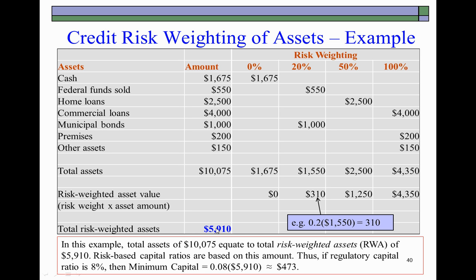And so in determining the capital requirement for this bank, we're going to say, well, the minimum capital would have to be 8%, not of 10,075, but rather 8% of 5,910, which is what I show here, and that comes out to be about 473. So a minimum of $473 would have to be the capital required of those who own this institution.